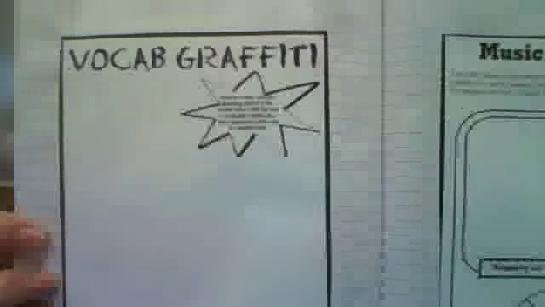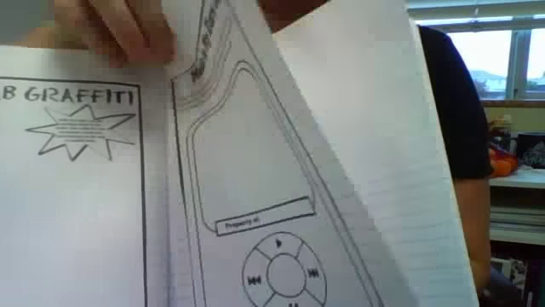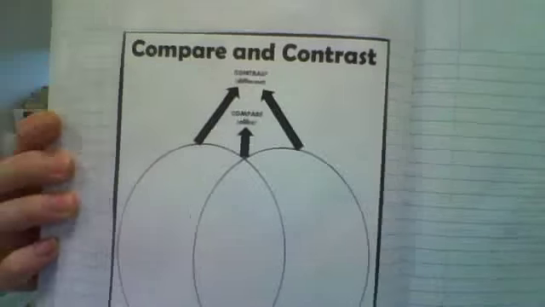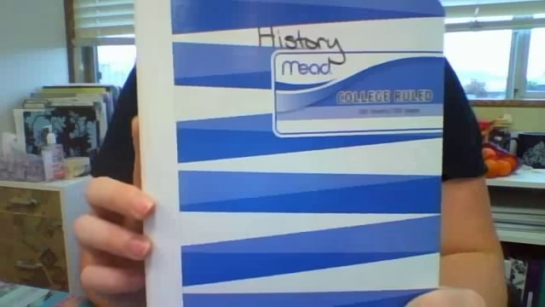Page 16 should be your vocab graffiti. 17 is the music to my ears. And 18 is the compare and contrast. Okay, that's everything that we've glued in so far. The only assignments that you've actually started on right now are the Richard III assignment and the Europe map.